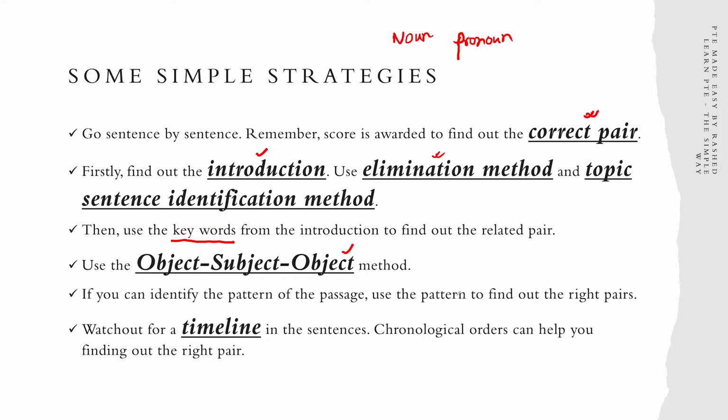If you can identify the pattern of the passage, use the pattern to find out the right pair. Now the question is, what is pattern? Let's say you have found out this is a descriptive passage. In a descriptive passage, after a description, you may find an example. So you can think of, whether this sentence is an example sentence, whether there is any discourse marker that proves that it is an example. This can be your clue to make a right pair.